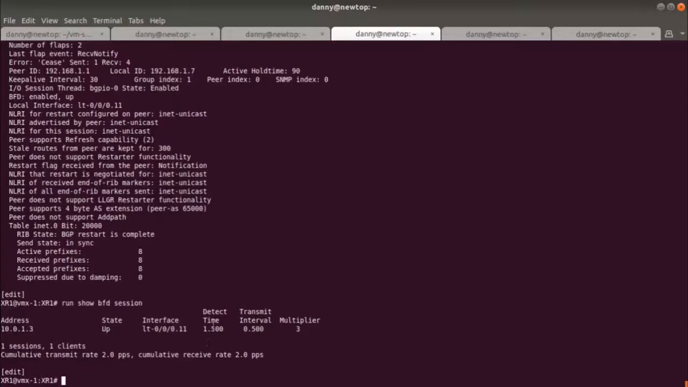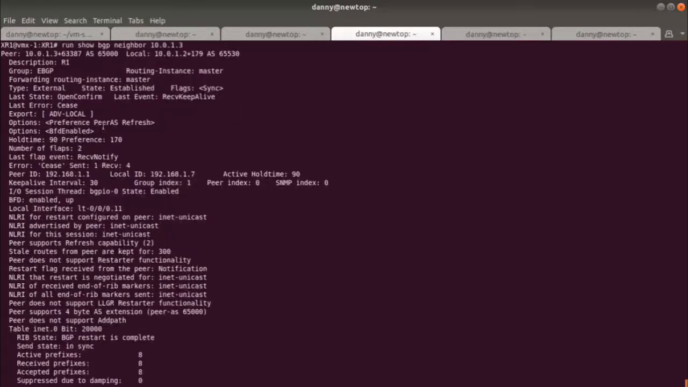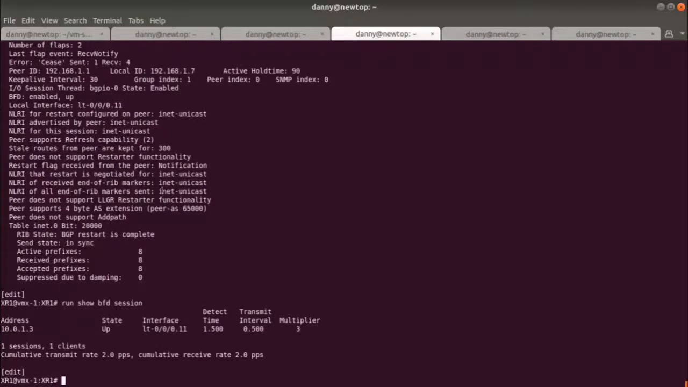And obviously, detecting this session failure in 1.5 seconds is significantly better than detecting that failure in 90 seconds. So this is why you might consider using BFD in conjunction with your standard routing protocols.